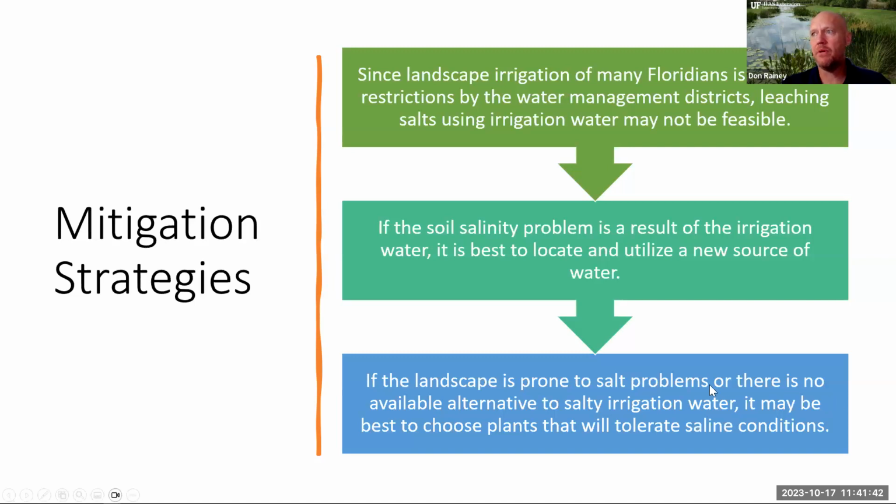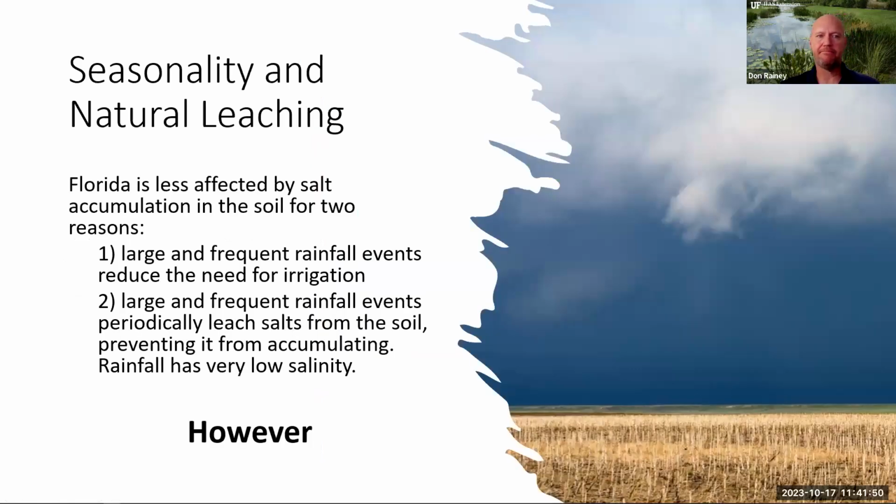So if the landscape's prone to salt problems, then maybe your alternative would be to go back and choose better plants to go back in. Try not to fight it. Again, we have these seasonal, natural leaching. So if you're at the tail end of the drought, maybe there's something that you can do to augment, a little bit of hand watering if necessary, just to get us back to the wet season is helpful.